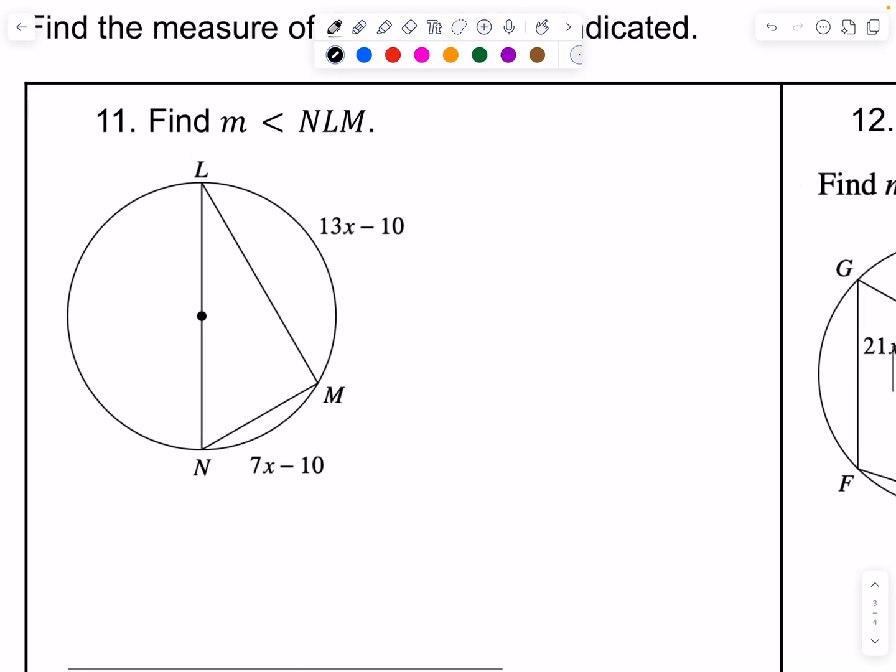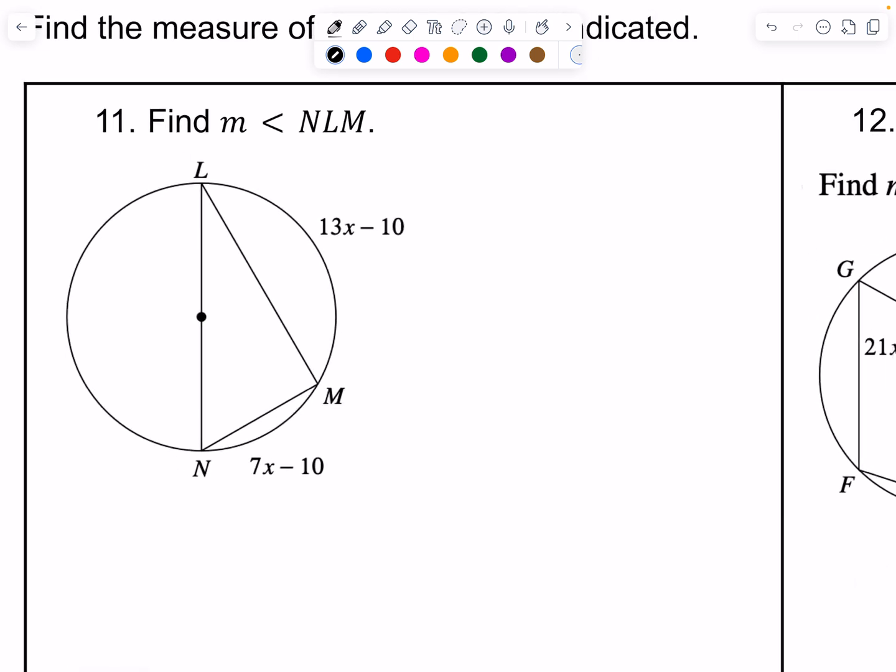So we're going to find the measure of angle NLM. I'm trying to find NLM, which is this angle here. Now I do see that that is an inscribed angle. You'll notice that the intercepted arc is arc NM, all right? And what I noticed is that one of these chords is actually a diameter. Did you guys see that chord LN is a diameter?